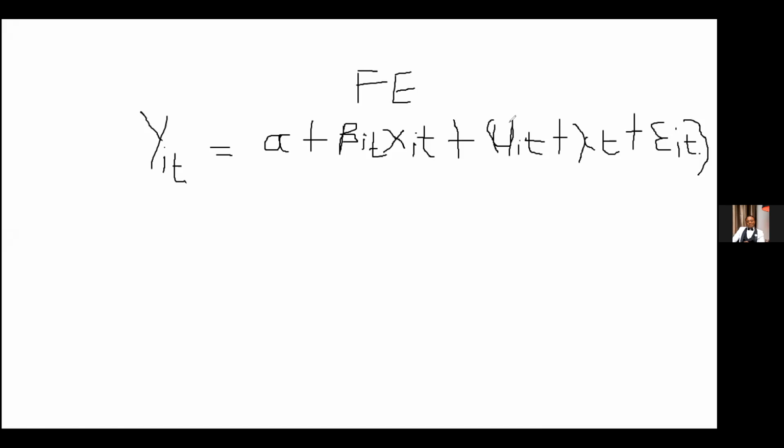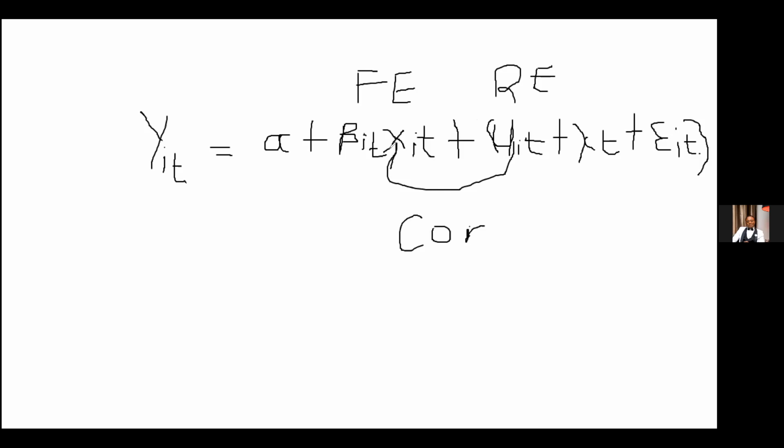And one of the assumptions is that the UIT here, which is our individual specific effect, has a correlation with our explanatory variable here. So they correlate. There's a correlation with the independent variables here, or the explanatory variables. However, the assumption under random effects is saying that these independent variables are not correlated with the individual specific effects here. So that is the assumption.